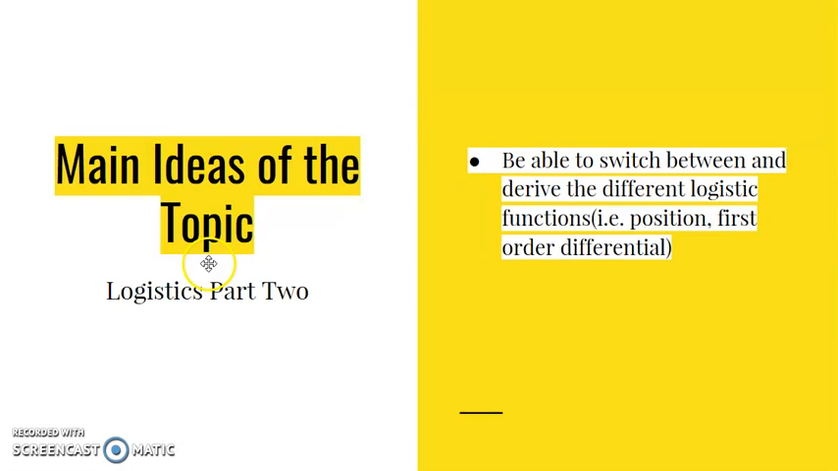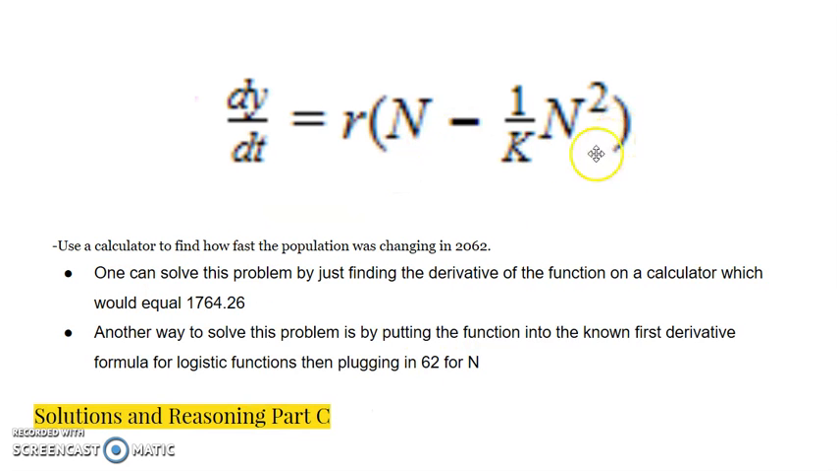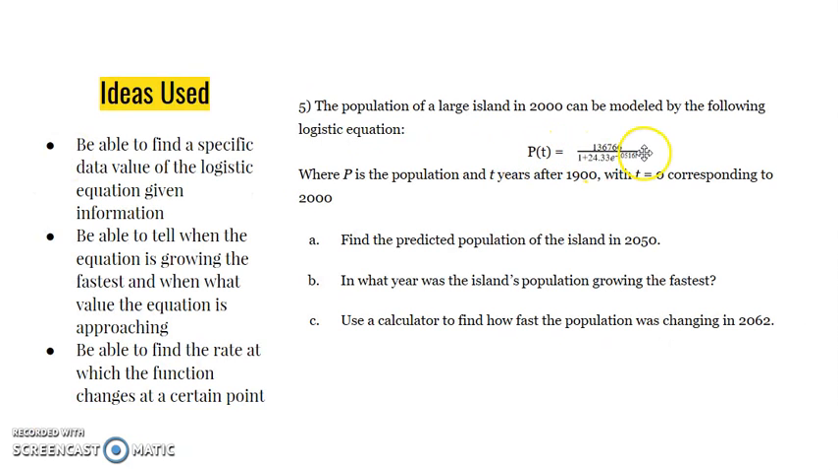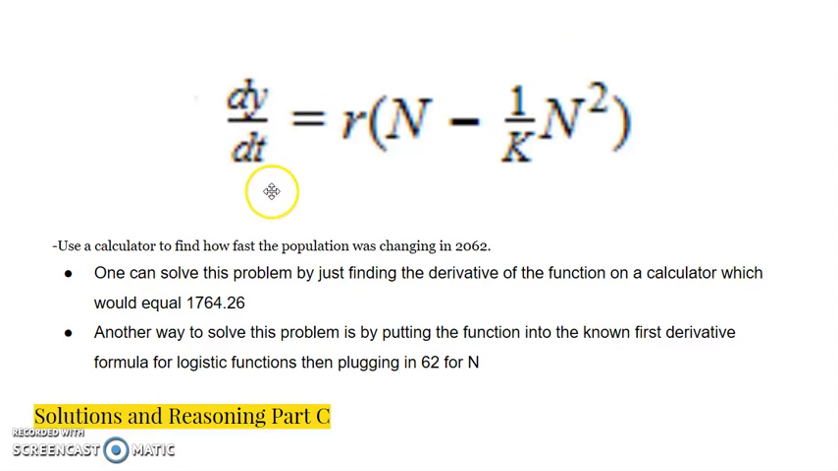So here is our second part of logistics, and this is being able to switch between and derive the different logistic functions, i.e. the position and first order differential functions, as we saw right here, this being the first order differential, and this one right here, P of t, being the position function.